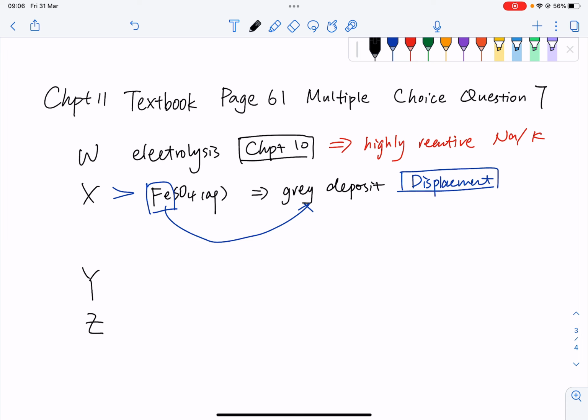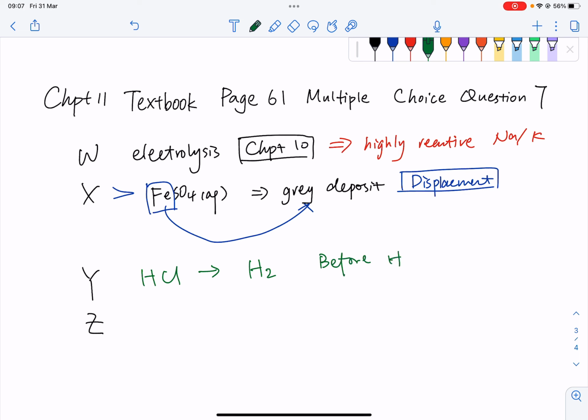Then let's take a look at Y. We put Y in the diluted HCl. I'll use another color. If that's put in HCl and gives a colorless gas, which is our hydrogen, what does it represent? It means this metal must be before H in our activity series, right?